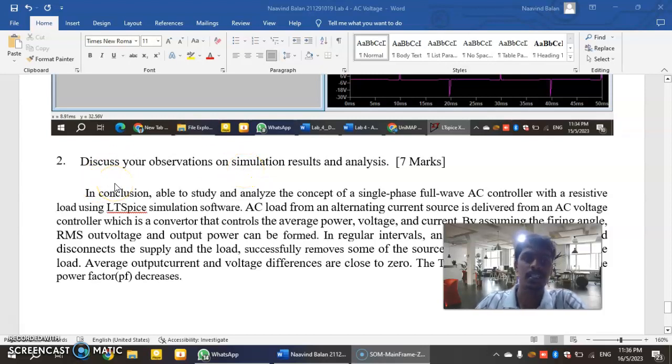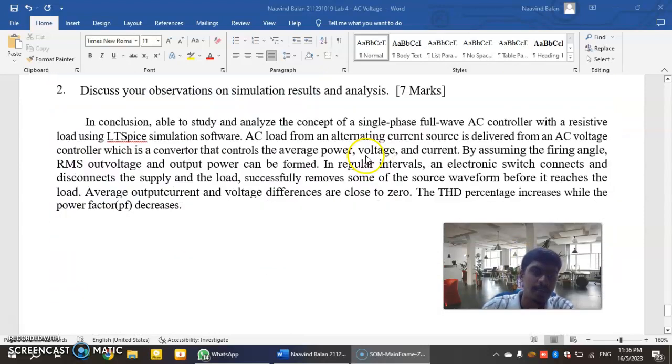Okay, for the discussion, observe your observations on the simulation result and analysis. In conclusion, I was able to study and analyze the concept of the single phase full wave AC controller with a resistive load using LTSpice. This is the LTSpice simulation software used to get the output.